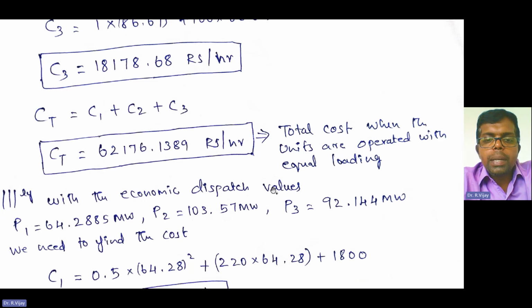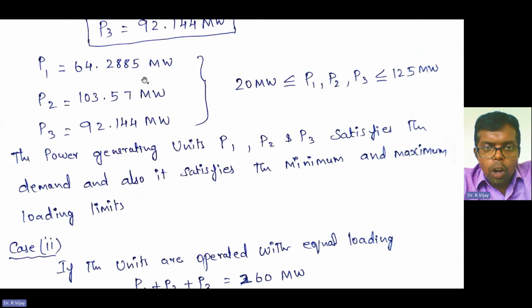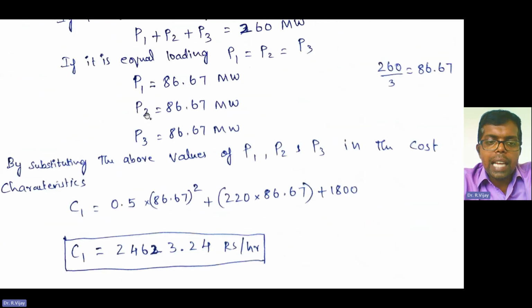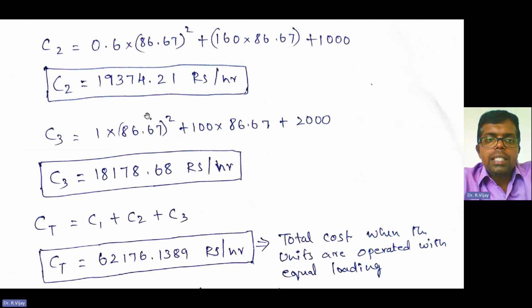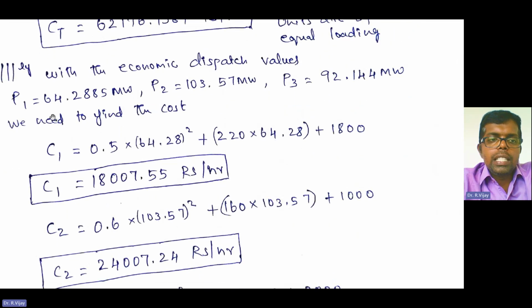Similarly, with the economic dispatch values that we already calculated previously, we are calculating the costs C1, C2, and C3. With the economic dispatch values, P1 is equal to 64.2885 megawatt, P2 is equal to 103.57 megawatt, and P3 is equal to 92.144 megawatt. From these economic load dispatch values, we are finding out the costs.